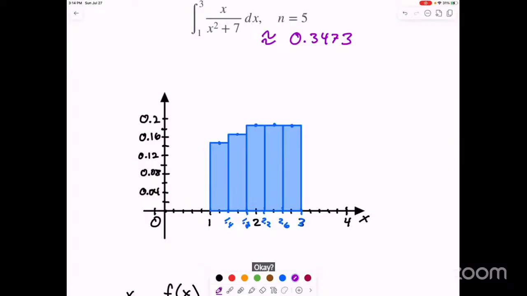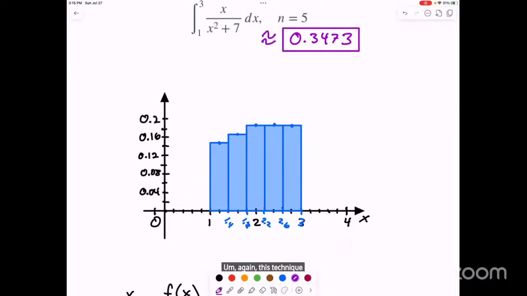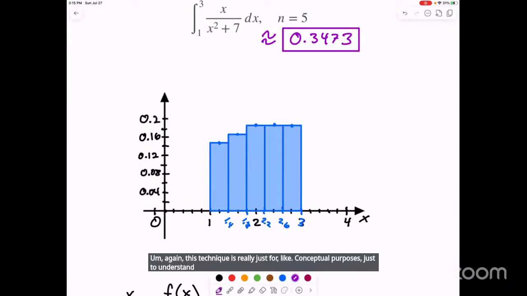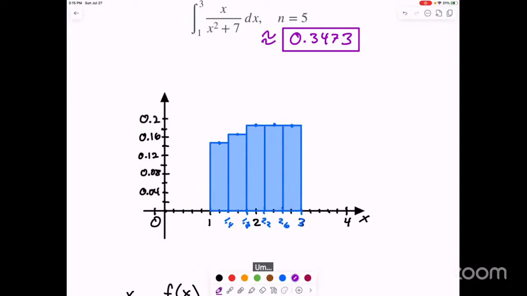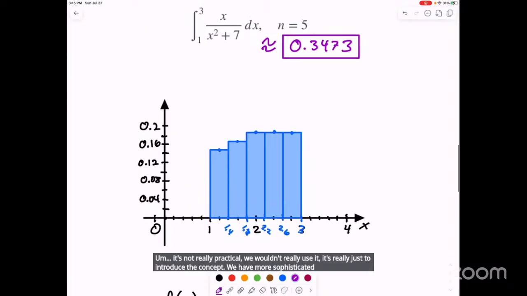Okay. I know there's a little adventure. I did have to remember some aspects of it, and I did make that mistake that ate up some time. Again, this technique is really just for conceptual purposes, just to understand the concept behind the integral. It's not really practical. We wouldn't really use it. It's really just to introduce the concept. We have more sophisticated techniques for finding the integral.